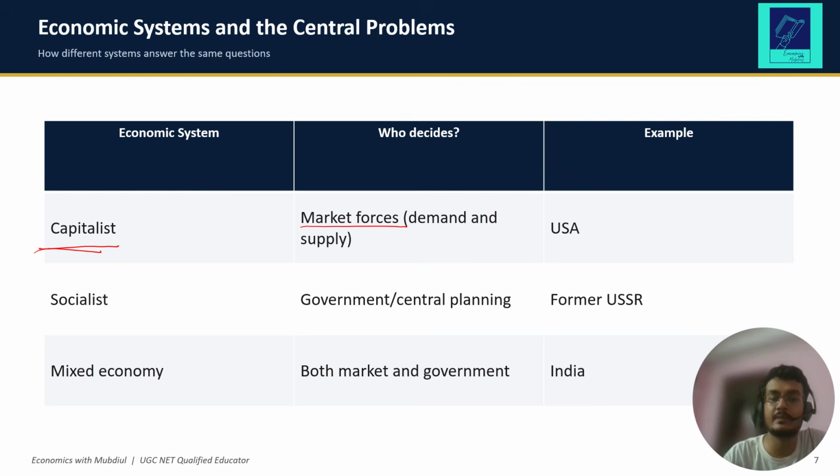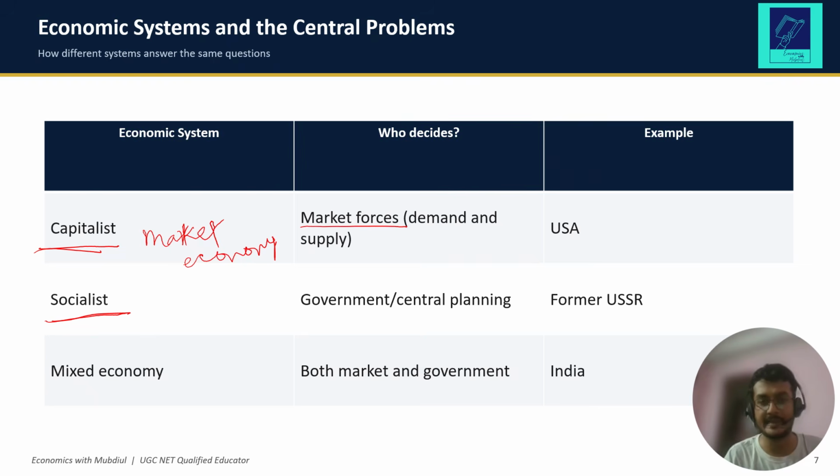Similarly, if people stop buying CDs and start streaming music online, companies gradually stop producing CDs. The market itself sends the signal, and that is why the capitalist economic system is often known as market economy. Market economy.